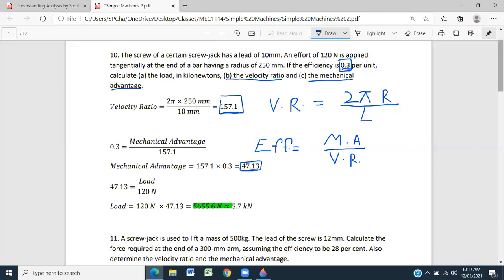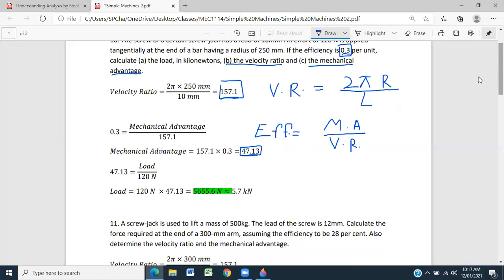Now, next formula, we want to find the load. And we know mechanical advantage is what we gain out of this system, right? How much additional force were we able to move or oppose in this system? So it's the ratio between the load and the effort we put in. So if we applied a small effort and we're able to move a bigger load, then we gain some sort of mechanical advantage.